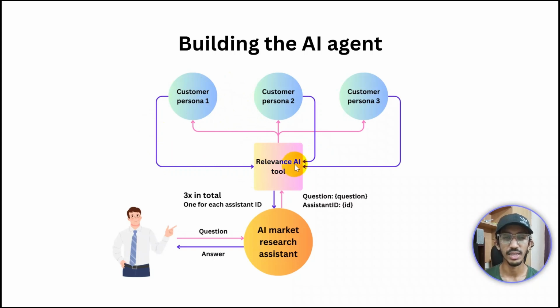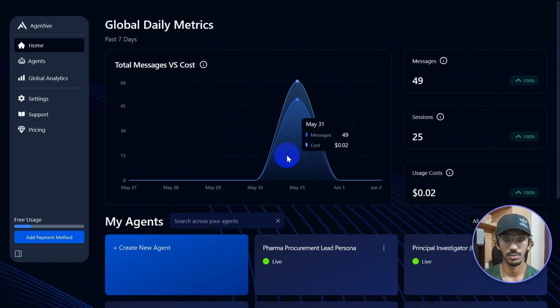And the tool in Relevance AI will collect all those data and send it back to our AI market research assistant. And after receiving those data, it will consolidate and summarize everything in a clear to understand format without changing the narrative, just making it easier to read, and then it will pass that answer to us so that we can get everything very quickly.